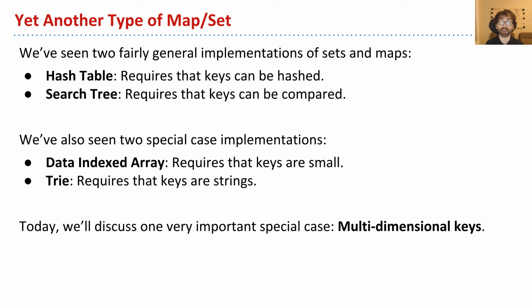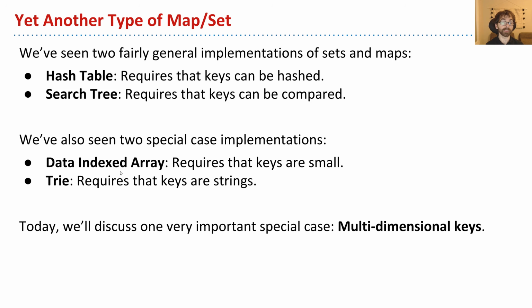And each of those required something about our keys. So for hash tables, we had to be able to hash our keys. For search trees, they had to be comparable. We've also seen two really special case implementations. One was the data indexed array. This is when all the keys are small. You could just use an array, as we saw in our tries lecture and also in our hashing lecture.